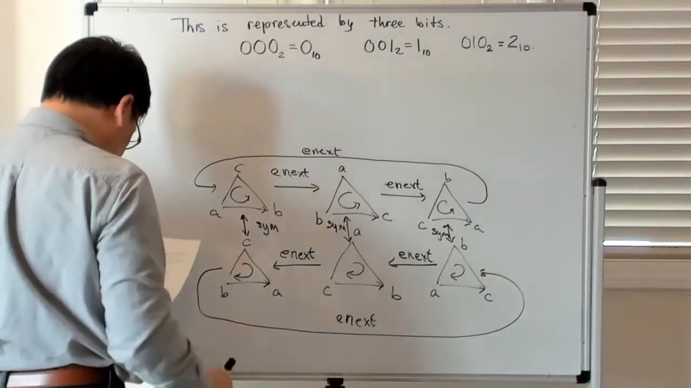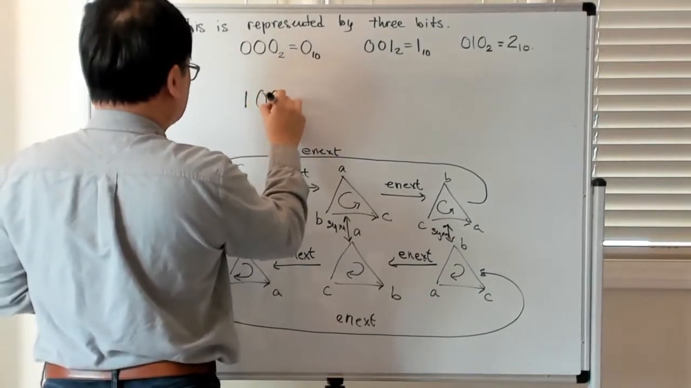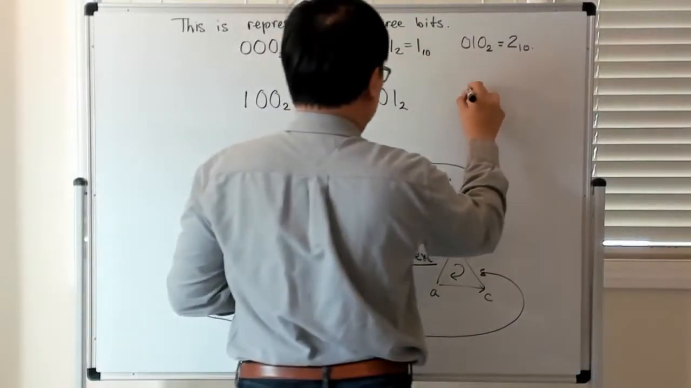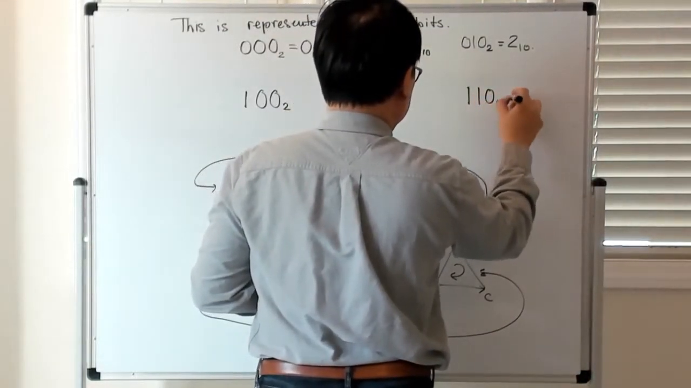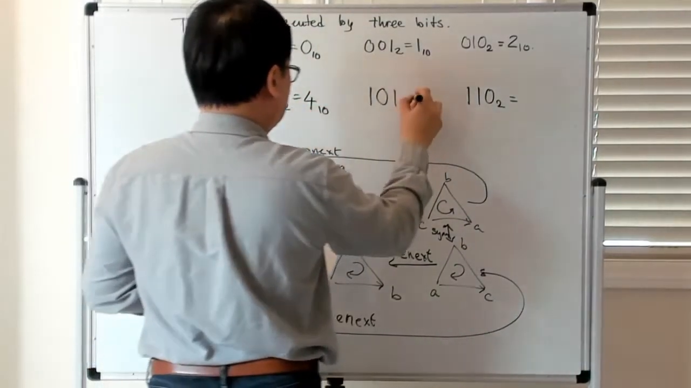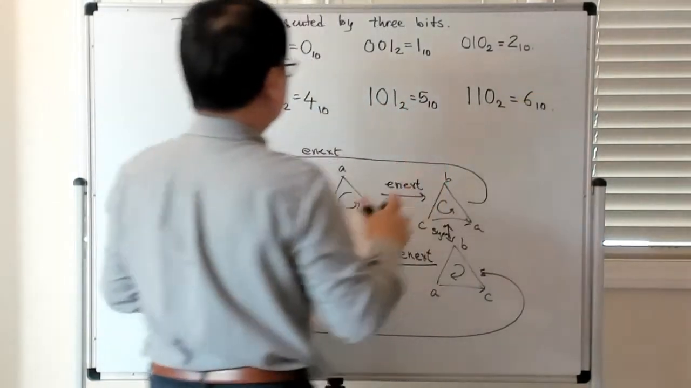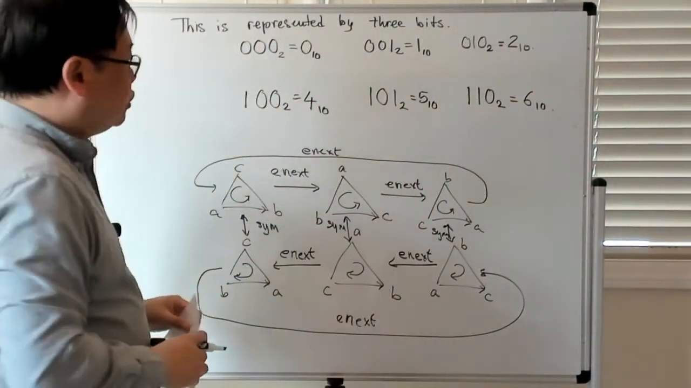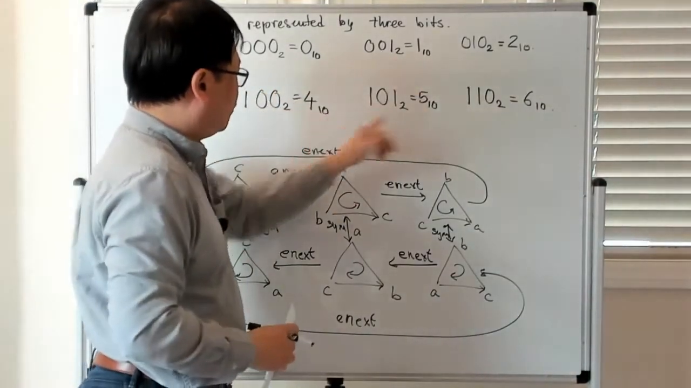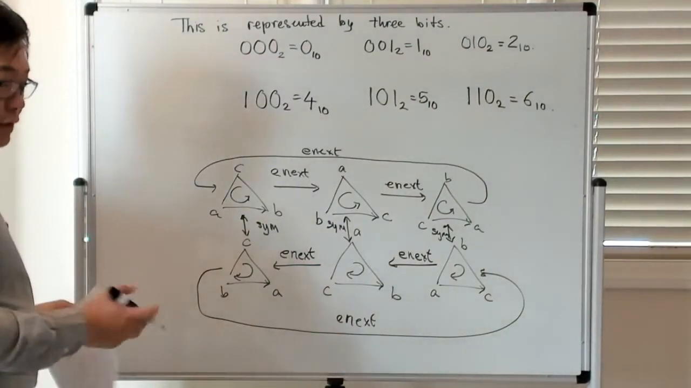And then for the next row, I'm going to do 1, 0, 0 in base 2, 1, 0, 1 in base 2, and 1, 1, 0 in base 2. These are, of course, 4, 5, and 6 in base 10. So there's this rather unusual representation where you have 0, 1, 2, and 4, 5, 6. So we've omitted 3 and 7, in some sense.